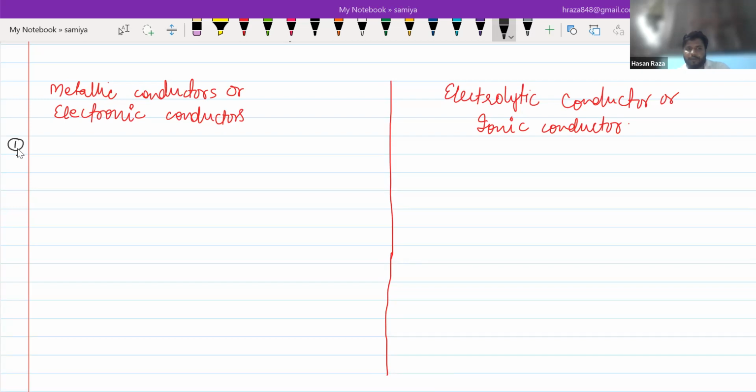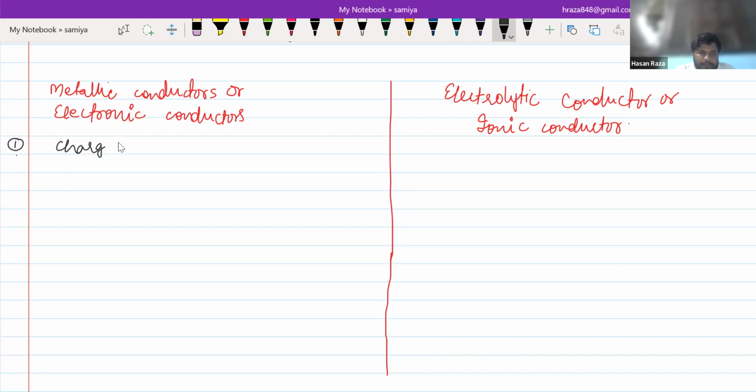So the first difference is that since both are conductors, current will flow through both of them. But the most important difference between them is that in a metallic conductor, the charge carriers are electrons, and in an electrolytic or ionic conductor, the charge carriers are ions. Are you getting my point? In metal, conduction takes place by the movement of electrons. But in an electrolytic conductor, the current flows with the help of ions. So I'm going to just write it.